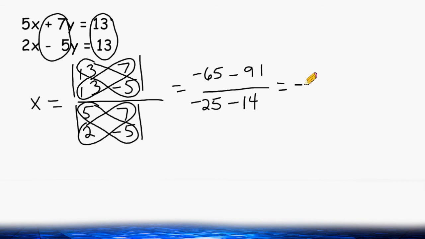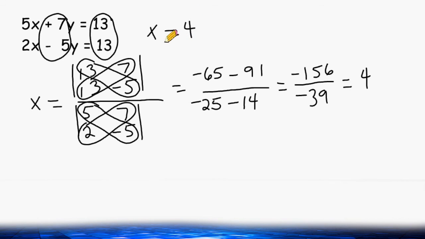So for the numerator, we have -65 minus 91, which results in -156. And for the denominator, we have -25 minus 14, which is -39. -156 divided by -39 is equal to +4. So we have determined that our x value for the system of equations is equal to +4.